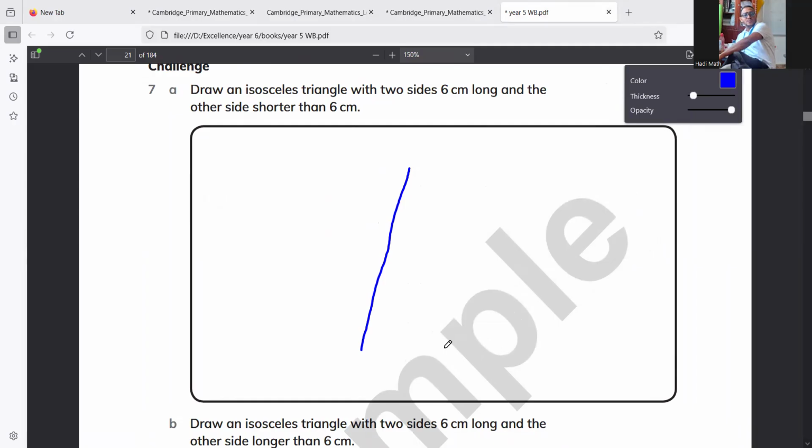Then from a point next to it, put your ruler here and draw 6 centimeters next to it. Some people could make the other 6 centimeters like that, but if you make it like that, the other side will be more than 6 centimeters. So to make the other side less than 6 centimeters, go from here, draw 6 centimeters and make it very close to this one. Then join those two together. You'll find this one is less than 6. And that's it. Make a line here and a line here to show this is an isosceles triangle.